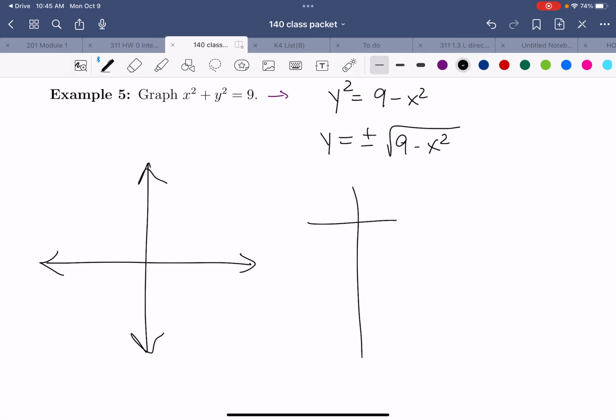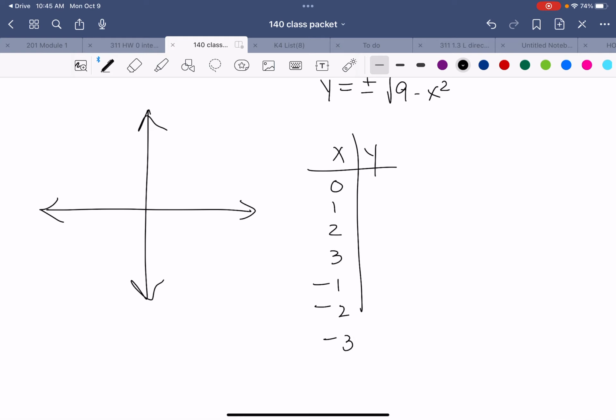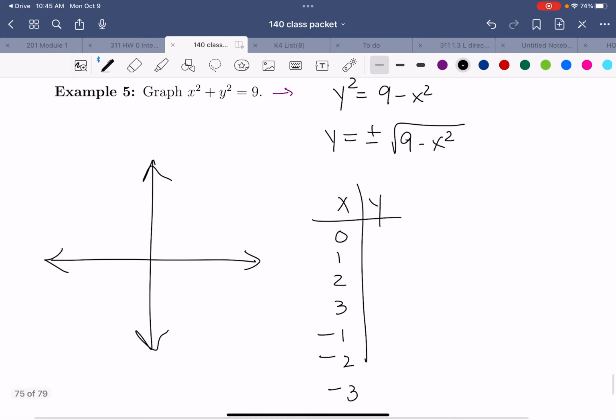And let's get our chart going. So we're going to plug in 0, 1, 2, 3, -1, -2, -3. Okay, so these numbers might be a little bit weird, but we're going to try it.